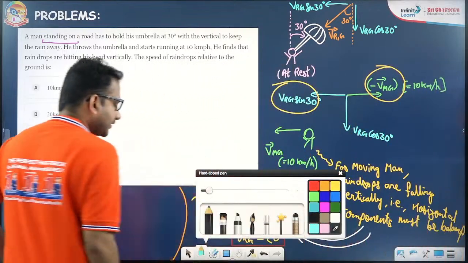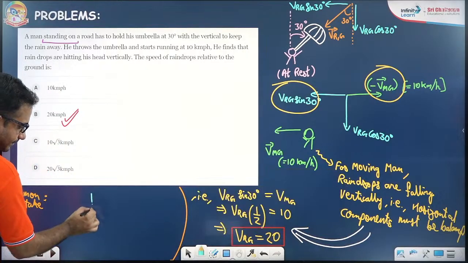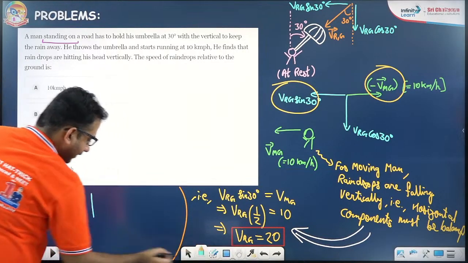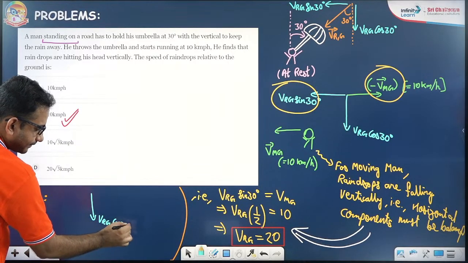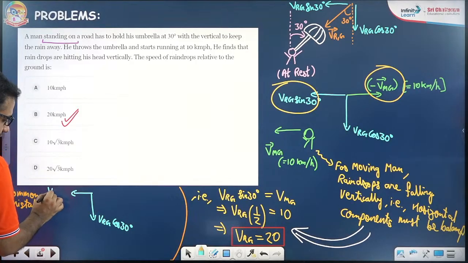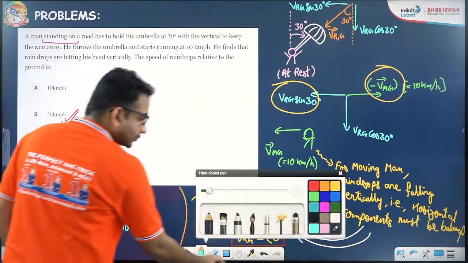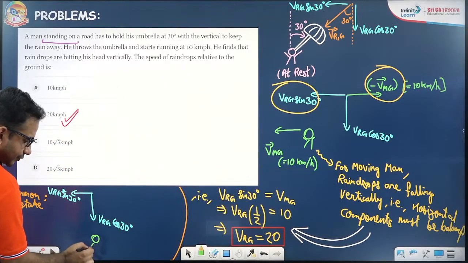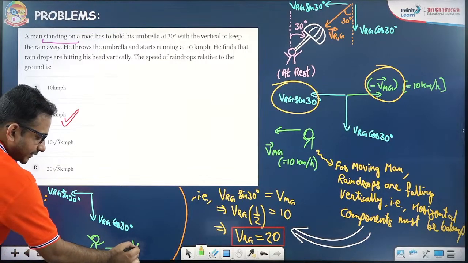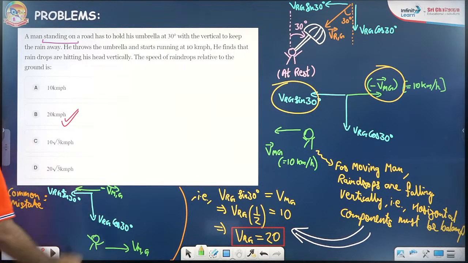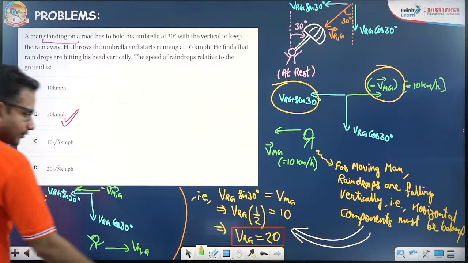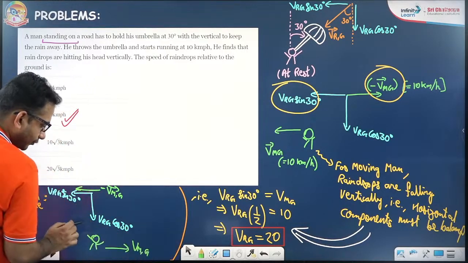So I'm going to represent it. See here, this is VRG cos 30 degrees. This is VRG sine 30 degrees. Okay. Suppose the man is running in this direction, VMG, then definitely there will be a minus VMG like this. Minus VMG like this. So it will get bigger, right? Instead of this VRG sine 30, let me draw it here.